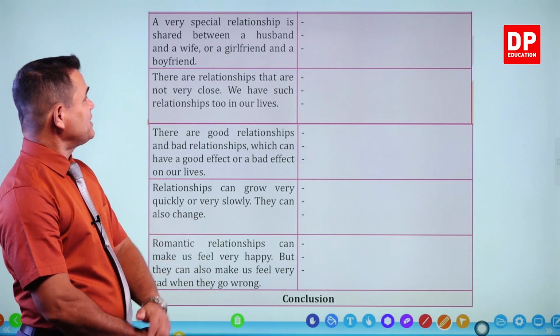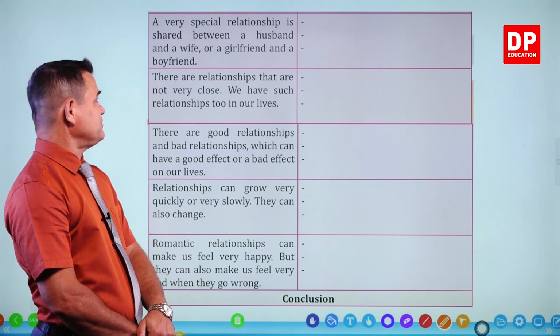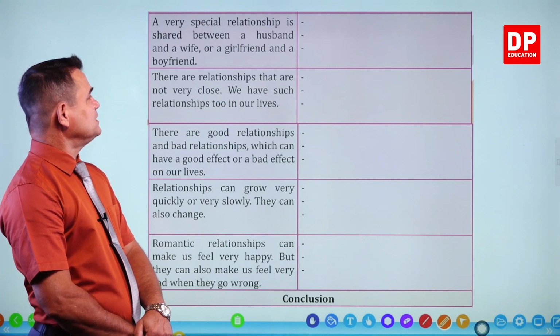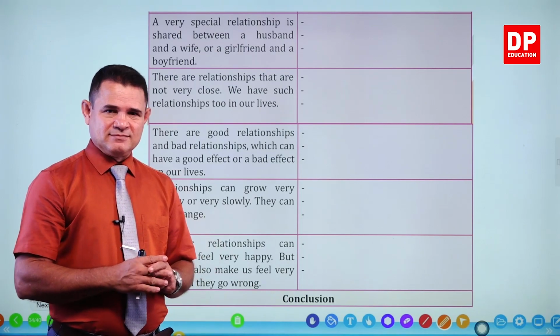Now let's see the next one. A very special relationship is shared between a husband and wife, or a girlfriend and a boyfriend. So this is what is given in the paragraph.